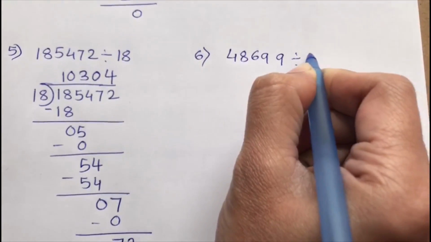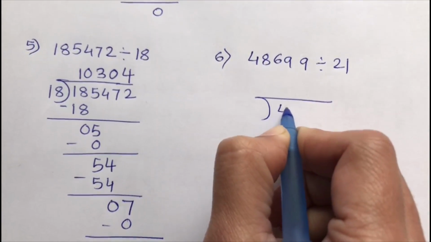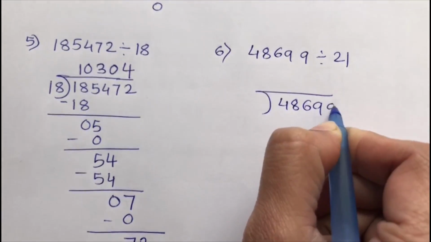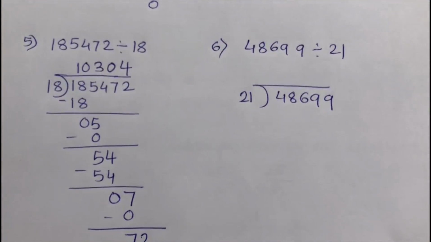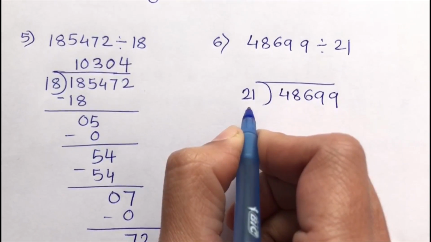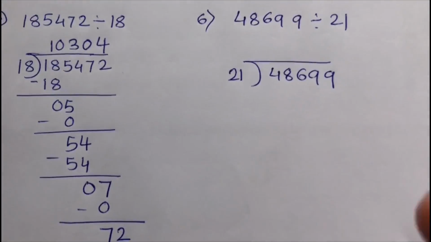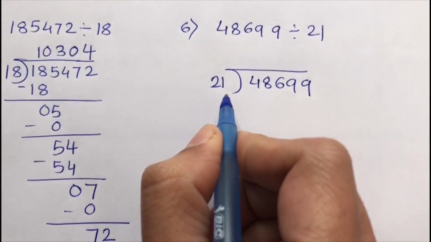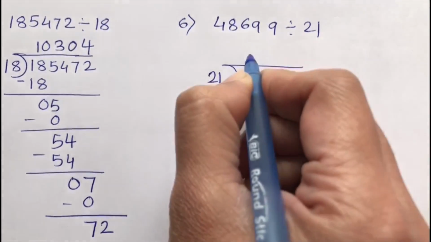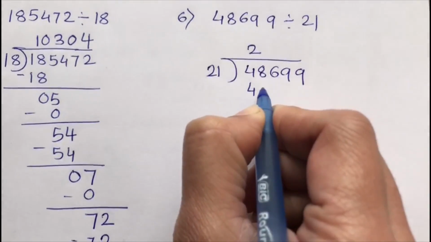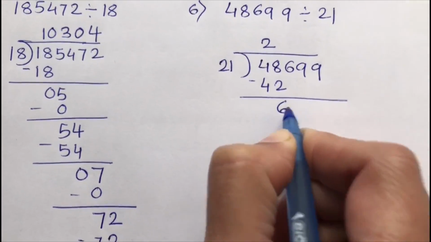Now the last example is 48,699 divided by 21. So write this example in this format. Write here the divisor, which is 21. Now in the multiplication table of 21, 42 comes, which is less than 48, so I write here 2 and subtract this 42 from 48, so the remainder is 6.